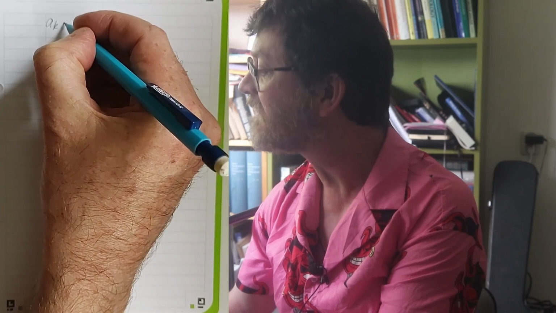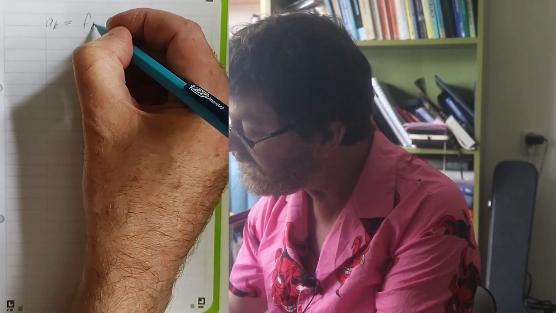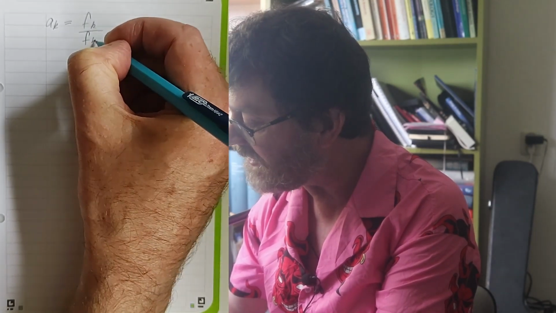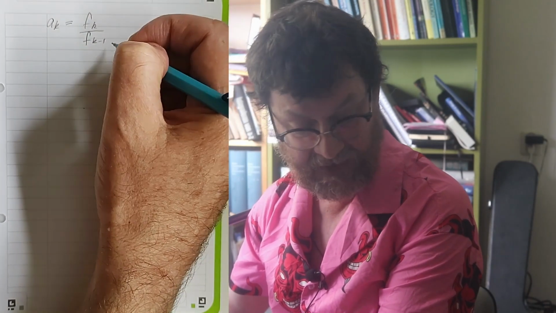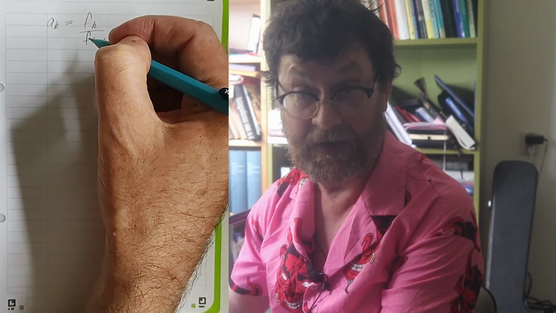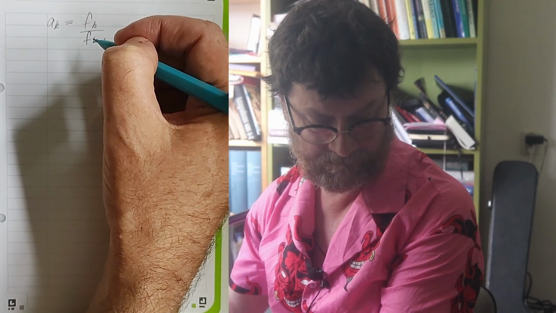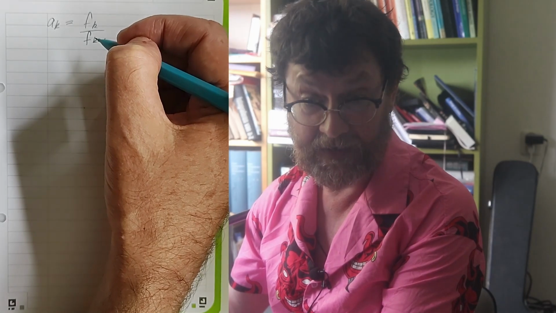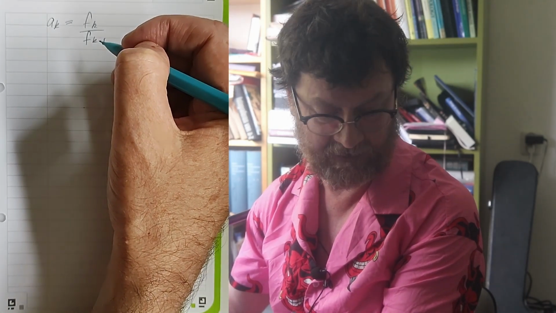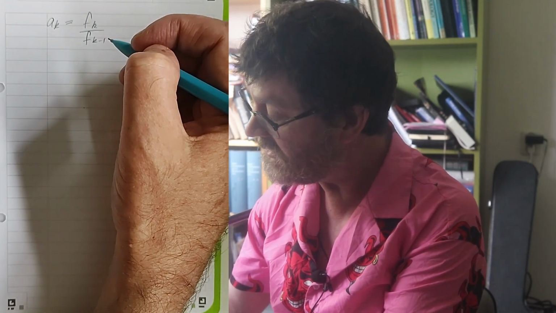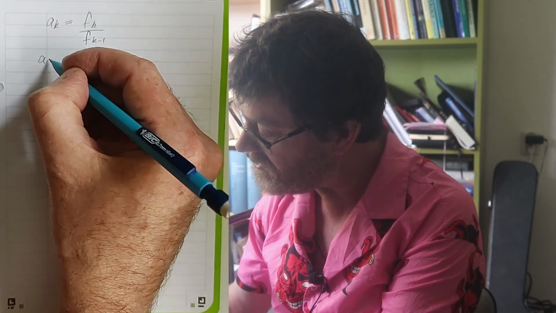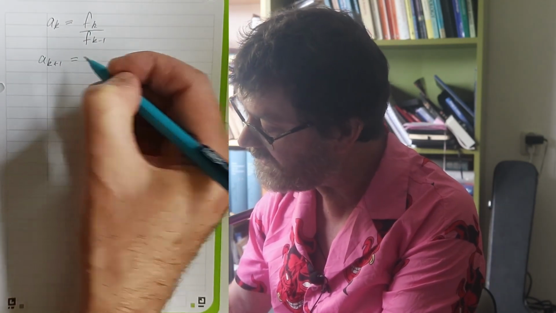So let's assume that A_k is equal to F_k divided by F_(k-1), where the F_k are the Fibonacci numbers and the A_k are our successive terms in the iterative version of the thing that we know gives the golden ratio in the end. So if we have this to be true, then what does A_(k+1) equal?